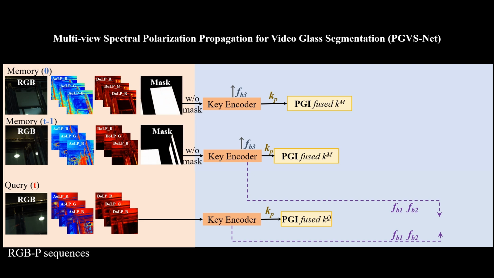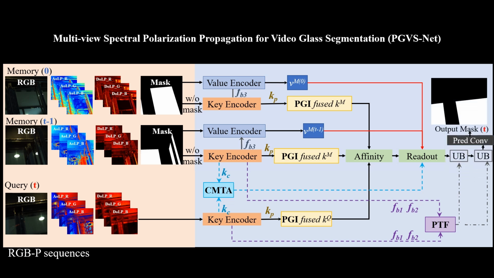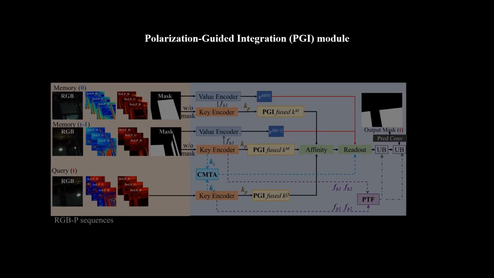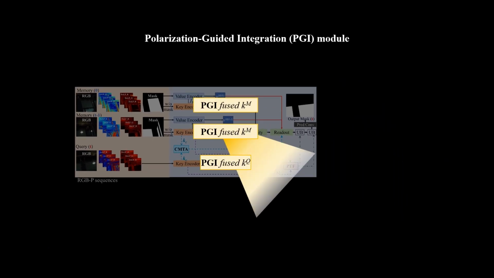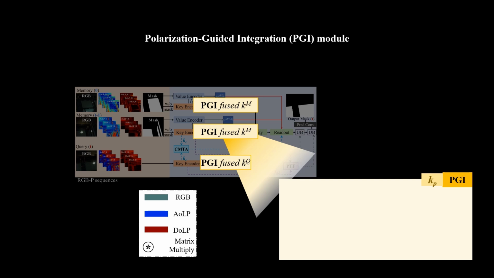For memory frames, the value map is generated through a ResNet18 model and a convolutional block attention module, CBAM, in the value encoder. Relying on the query key and the pairs of memory key and value maps, PGVSNet endeavors to estimate the value map. Before the decoder stage, we introduce a cross-modal temporal attention module, CMTA, to model the short-term interactions. In the decoder stage, the query frame can benefit from the preceding memory frame polarization cues via the polarimetric temporal forward, PTF, module. The polarization-guided integration, PGI, module leverages RGB sources and polarization cues as guidance to combine multimodal key feature maps for each frame.